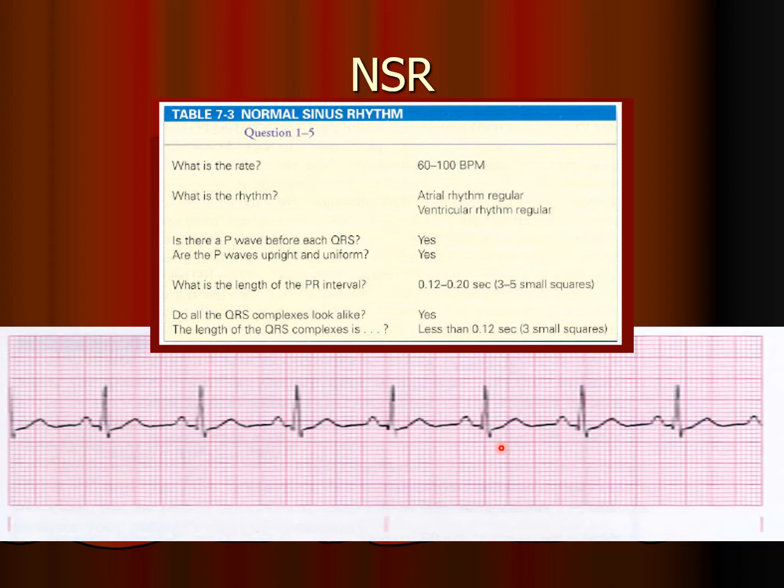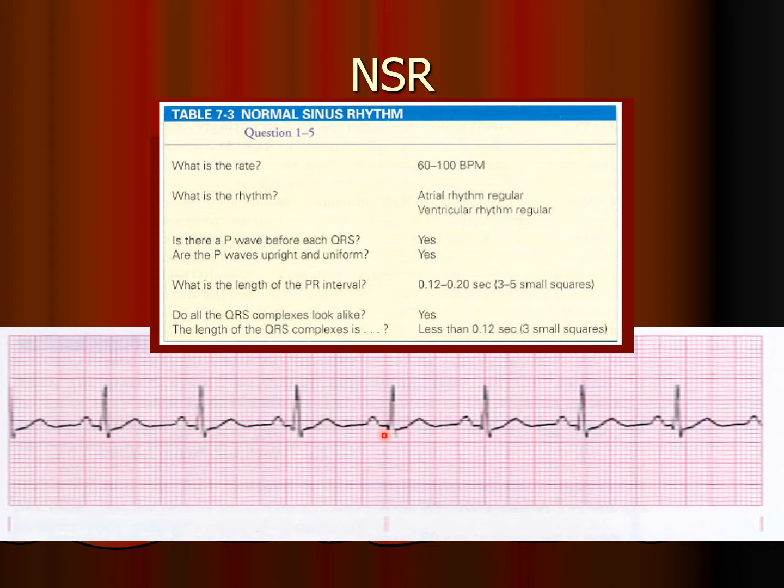Is the PR interval within our defined parameters, right? 3 to 5 small squares. So are we less than one large block? The easiest way is to look for one that falls within the block, and the answer to that is yes. We're within one large block.